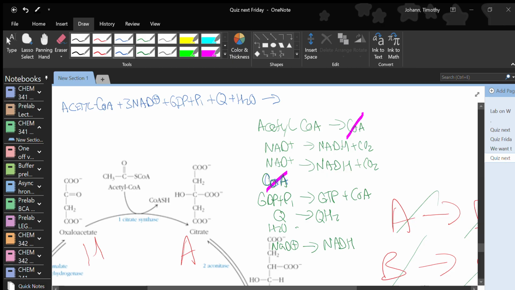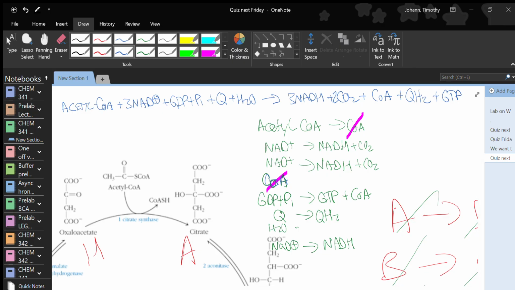And then what comes out? Well, we have 3 NADH, we said. We had 2 carbon dioxide that come out. We have a CoA that comes out. We have a ubiquinol that comes out. And we have a GTP that comes out. Did I miss anything? I don't think so. Okay, so that's it. That is the overall reaction for this citric acid cycle. It's all the things that come in and out on the sides. All right. So we've got a bunch of energy molecules here. We'll get back to them in a second.